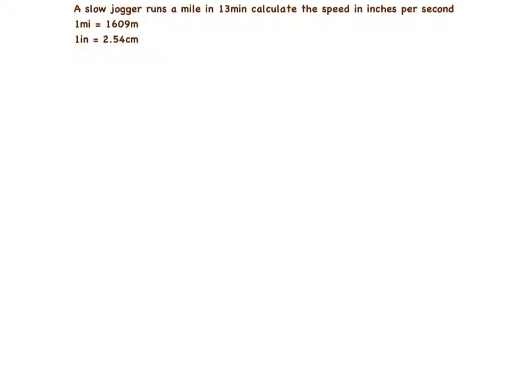So it basically wants you to convert this 1 mile per 13 minutes. So yeah, this one you got to put together. A slow jogger runs a mile in 13 minutes. A mile. So you could say 1 mile per 13 minutes. That right there, we just found out what the given units are. 1 mile per every 13 minutes. That's how fast this person is running, or how slow this person is jogging.